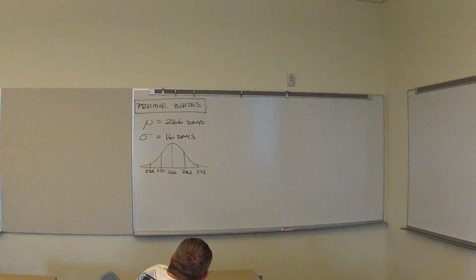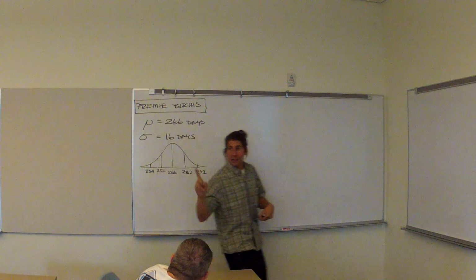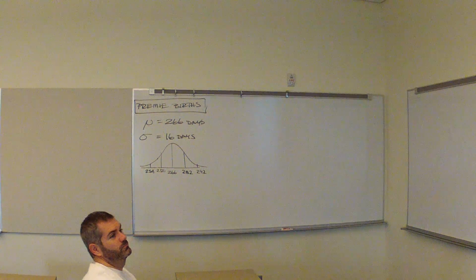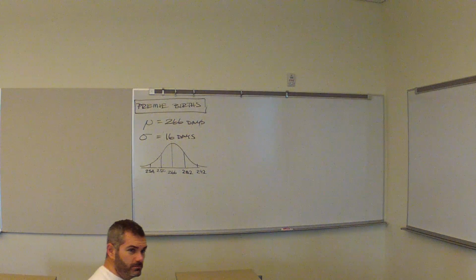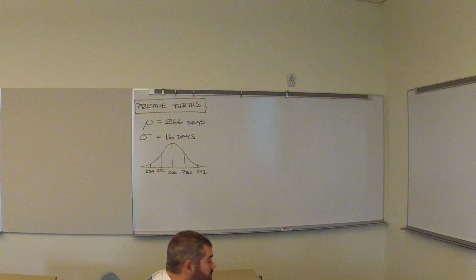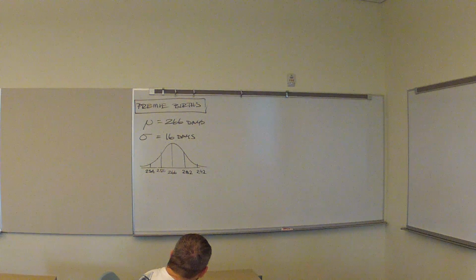Fair enough? So, where are the preemie births? Who's feeling brave and wants to draw a little line? Now, I don't want exact. I want relative as to where the preemie births are. Relative, not exact. We'll find the exact day in a second via calculations. But where is it going to be-ish on that curve?